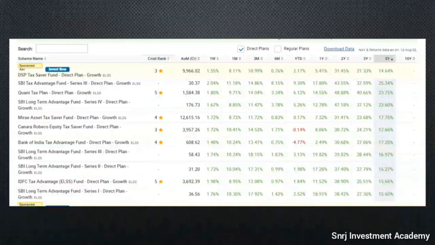And for the long term perspective, for 3 years, 5 years, they are having good performance. That's one positive thing, and they are having a CRISIL rank of 5-star. That is also very good.